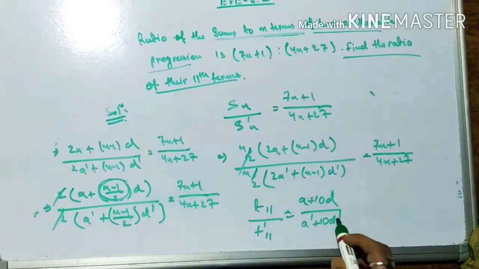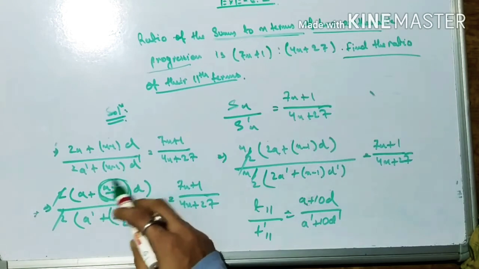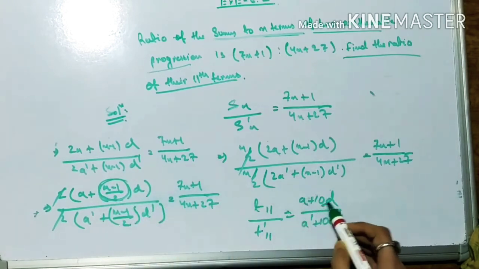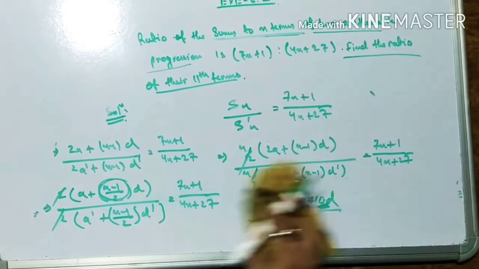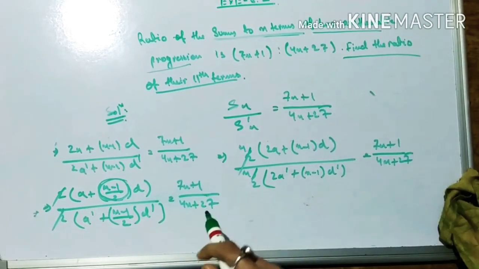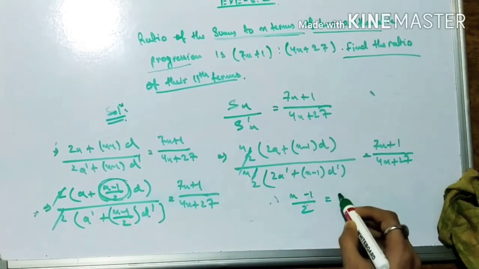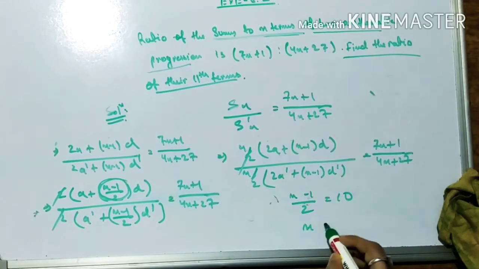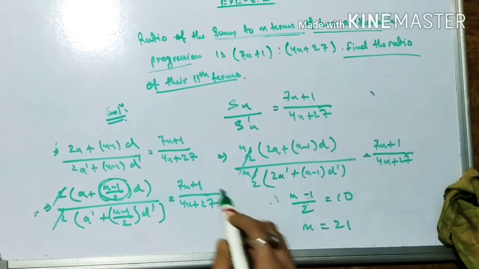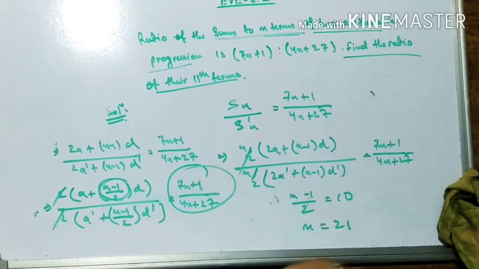Yes, understand? So therefore this value (n minus 1)/2, it should be 10. So we will write that since we have to find the ratio of the 11 terms, (n minus 1)/2, its value will be equal to 10. From there I will get that n value is 21, and this n value 21 I will put in here and find the ratio. That much only I will have to do, nothing more there.